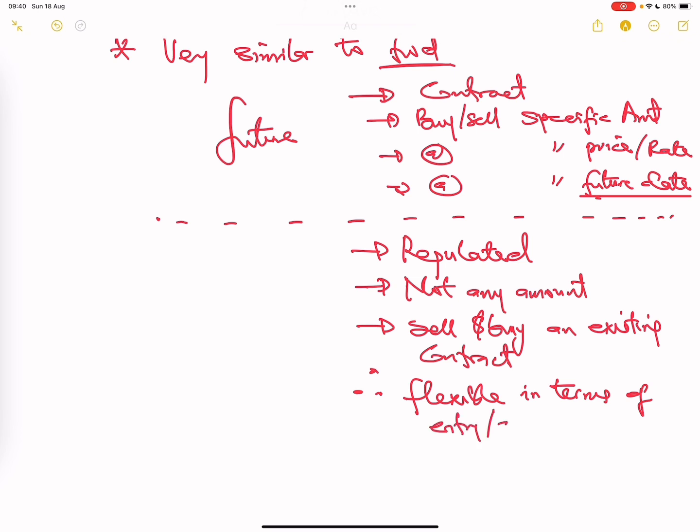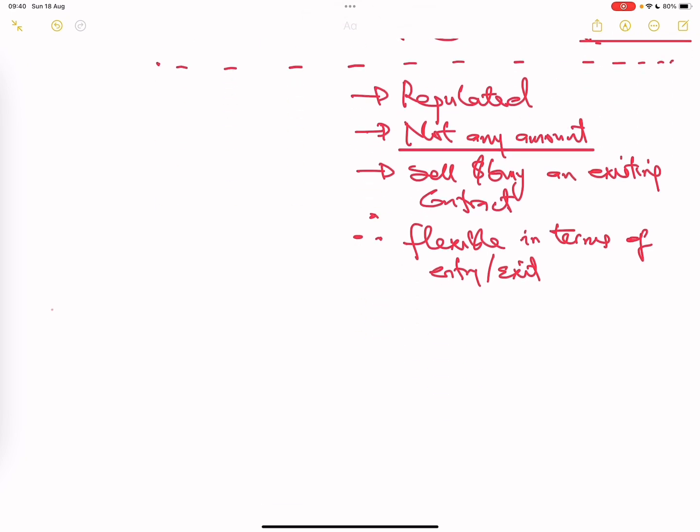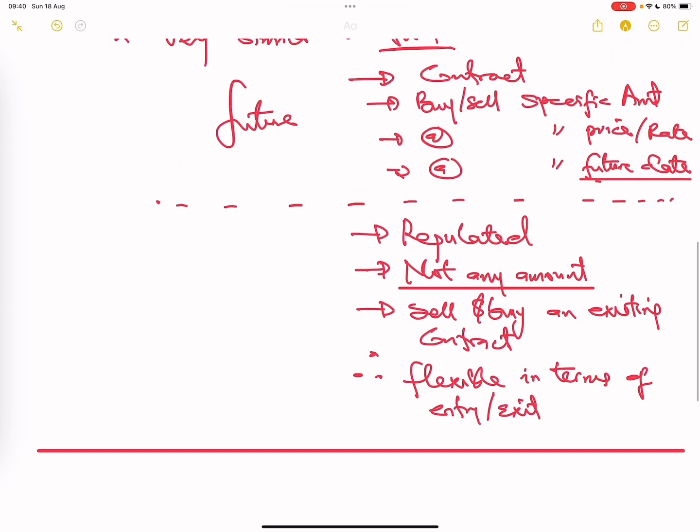Entry and exit. But forward is more flexible when you're talking about amount because it's OTC. Right. So that is all you need to know about future. Very similar to forward. It's not different. Yeah. You won't be asked to do any calculation on future. You just need to understand.